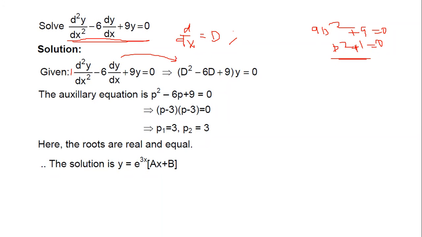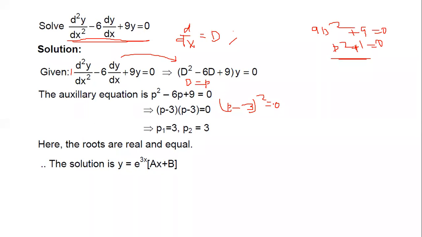So if you substitute this value, then d square minus 6d plus 9 into y equal to 0. Here you have to substitute d equal to p. Then p square minus 6p plus 9 equal to 0. If you solve this equation, it is in the format of a square minus 2ab plus b square. That means p minus 3 equal to 0. Even we can write this as p minus 3 whole square equal to 0.